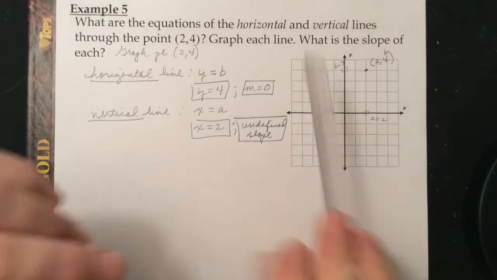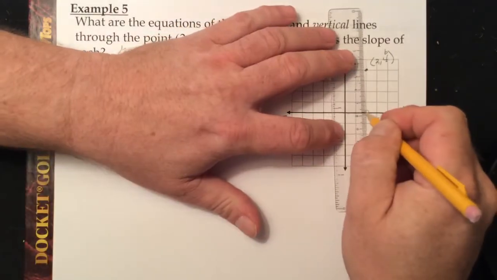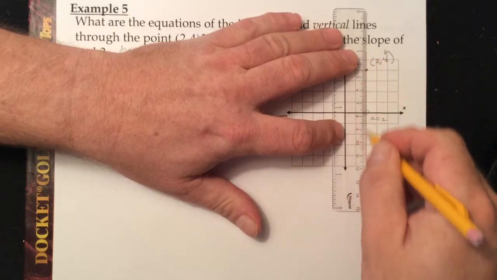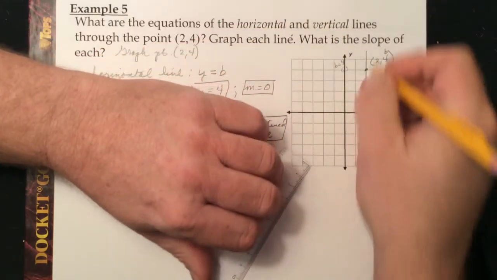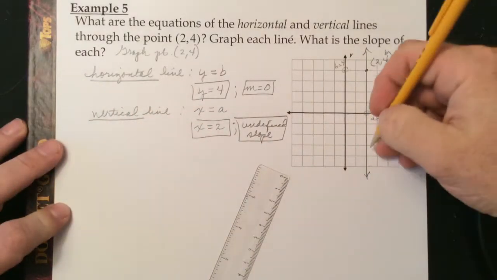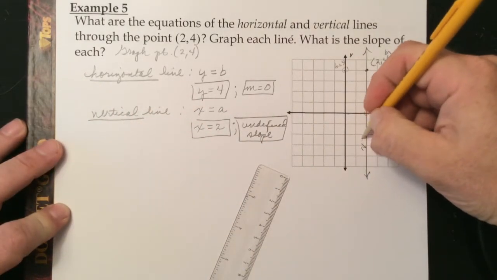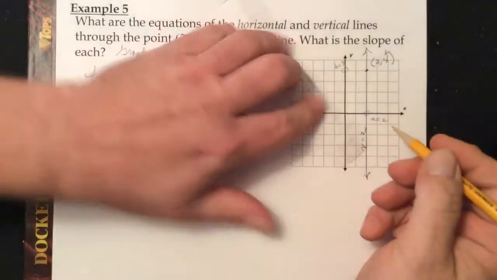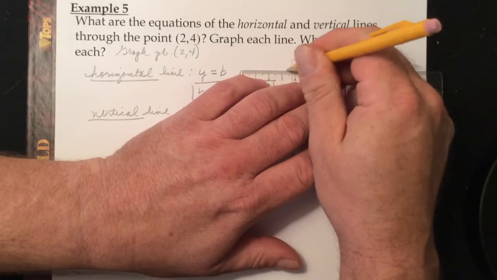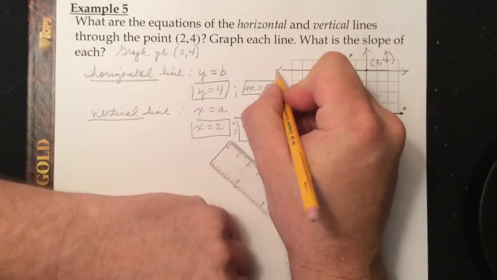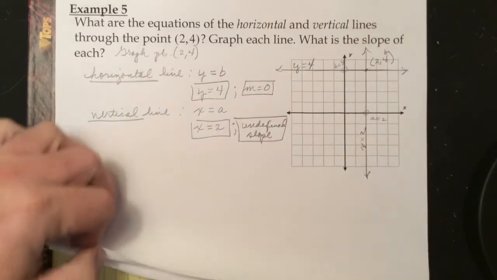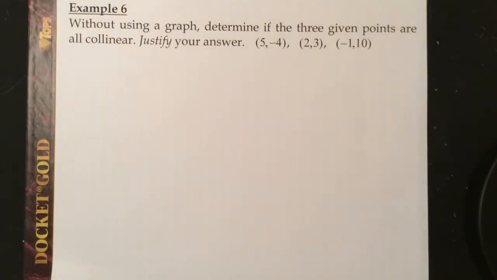To graph them, use a straight edge and go clear across the graph. I'm going to do the vertical one first. Make sure it's vertical, go clear across, it's a line, and label the line with the equation. So this is x equals 2, and then the horizontal goes this way, and this is y equals 4. There you have it.